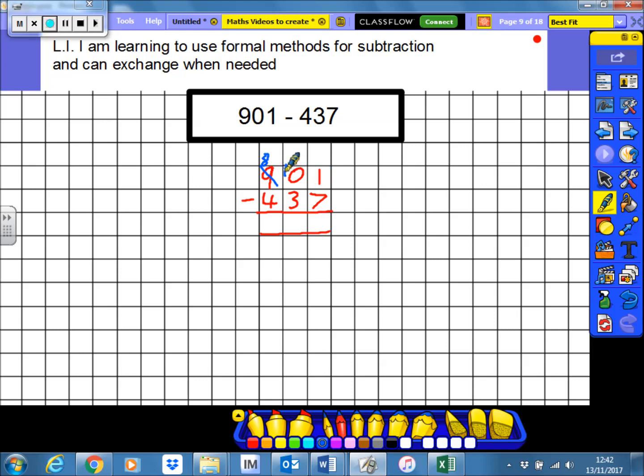So we're going to have to exchange one more time. We're going to have to take that 10 tens, score it out. It's going to become 9 tens. And the 10 that we borrowed moves down to the units column. So we've changed our 10 that we borrowed for 10 units. Now, 11 take away 7 we can do. It's 4. 9 take away 3 we can do. It's 6. 8 take away 4 is 4. And we get our final answer, 464.